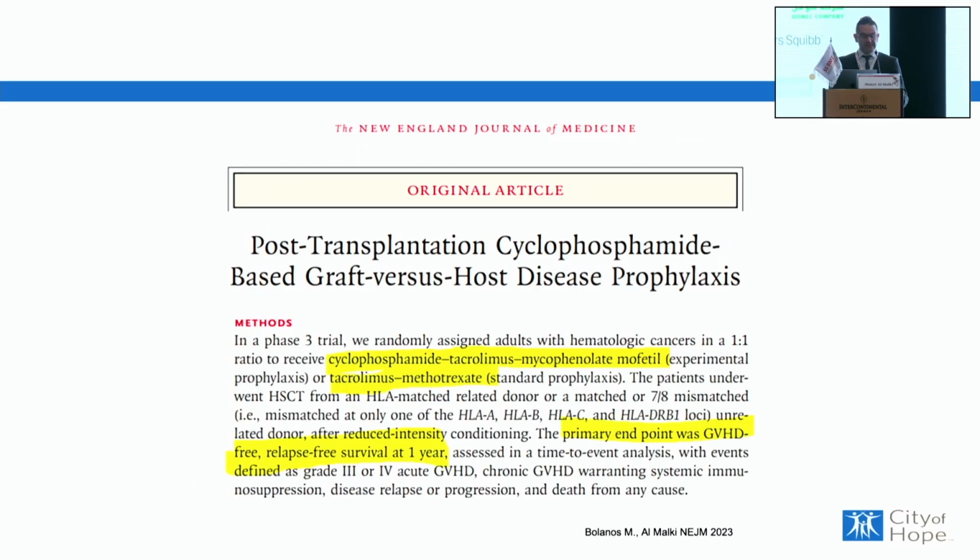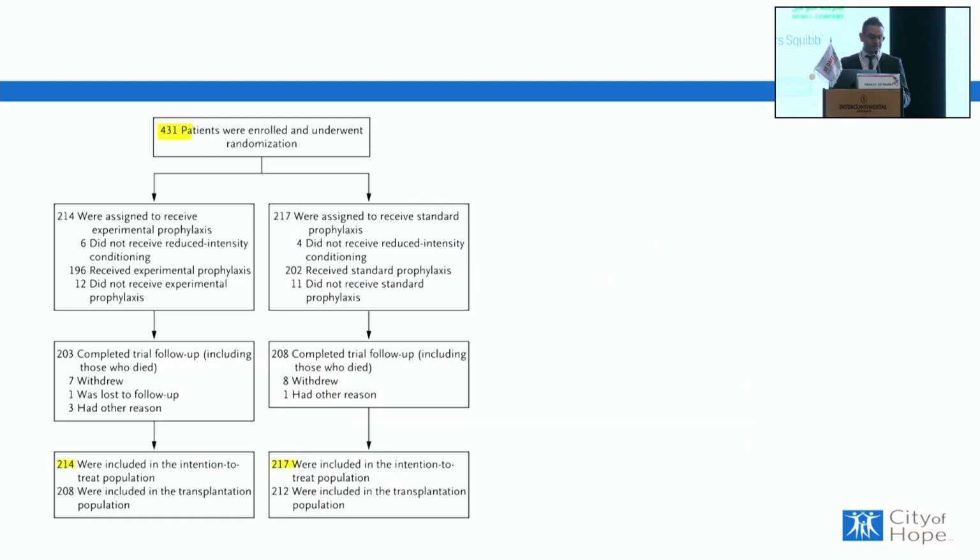In the CTN study 1703, which we have just published in the New England Journal of Medicine, we showed in a multi-center randomized fashion that GVHD is less when post-transplant cyclophosphamide is used in reduced intensity conditioning and peripheral blood stem cell transplant. Short-term follow-up so far shows no increase in relapse with this approach.